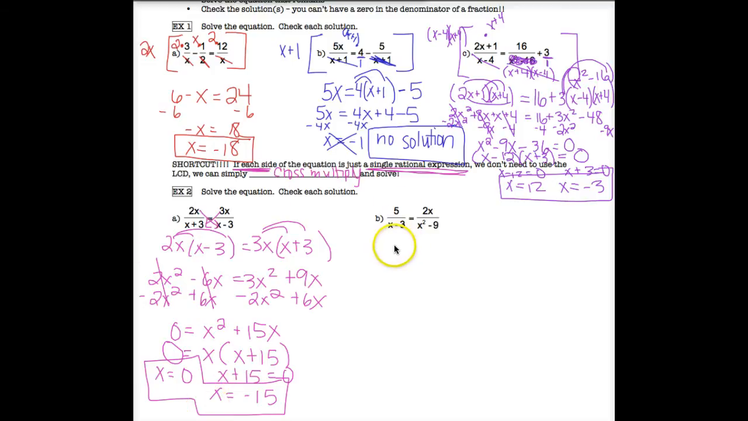All right, last one I would like for you to try. So go ahead, do your cross multiplication and solve this equation, and then unpause it, come back to check your work and see if you got the right answer.